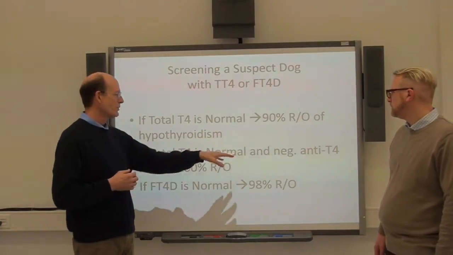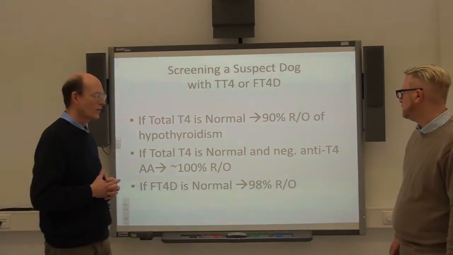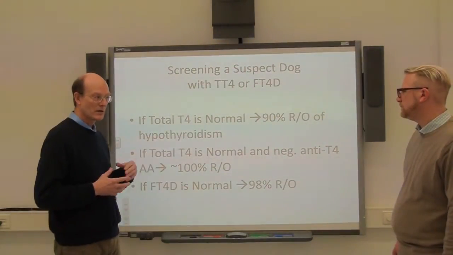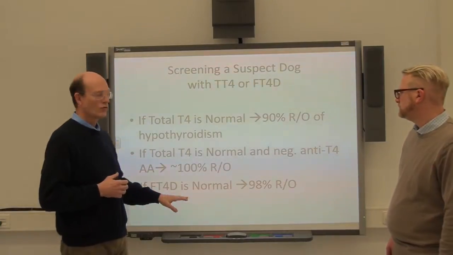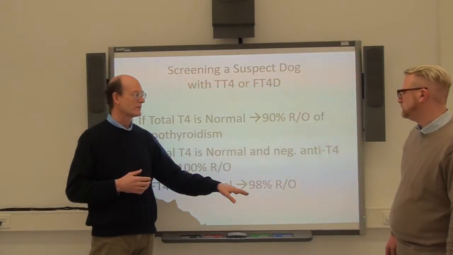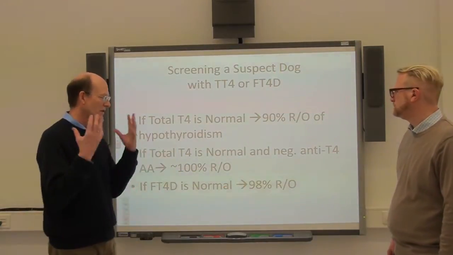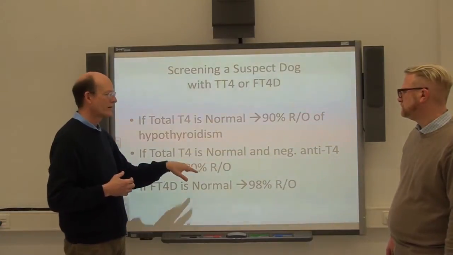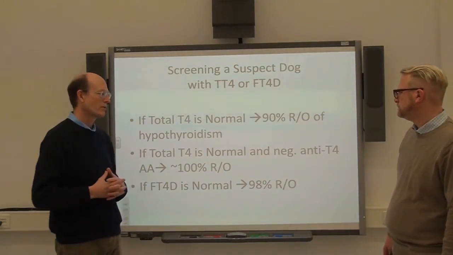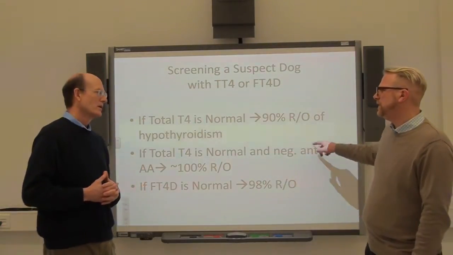If T4 is normal and you have, like I said, negative anti-T4 autoantibodies, that number can be even higher, depending on the study. And if free T4 is normal, you can rule out hypothyroidism in 98% of the cases. And that's why, as a single test, it incorporates both the aspects of ruling out the antibodies and the T4 measure. And is there a test to see if these are negative?